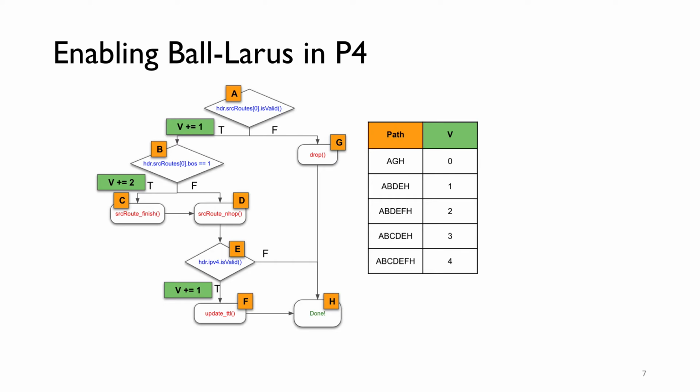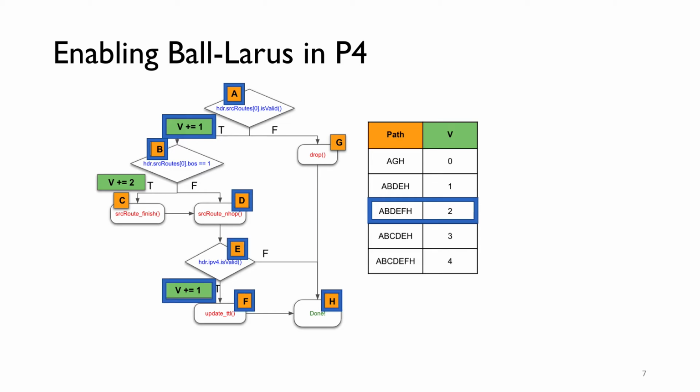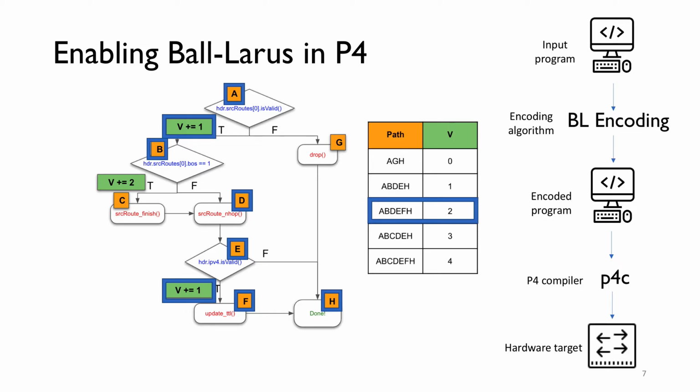So for instance, let's trace this path, A, B, D, E, F, H. So from the top, A, B, D, E, F, and H. What you'll notice is that this path sums the variable v to 2, and this is the only path that does this. So with this methodology in mind, our overall system is going to look a bit like this. Given an input program, we perform Ball-Larus encoding, giving us an encoded version of the exact same program, and we choose to run this encoded version in the hardware target instead.